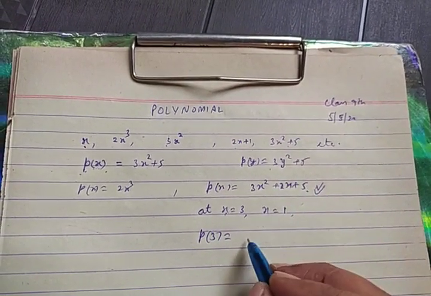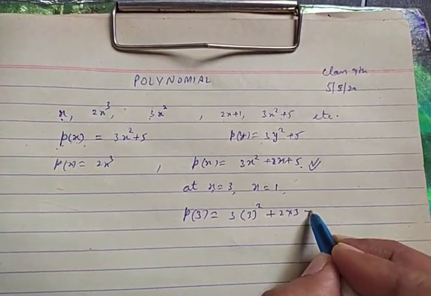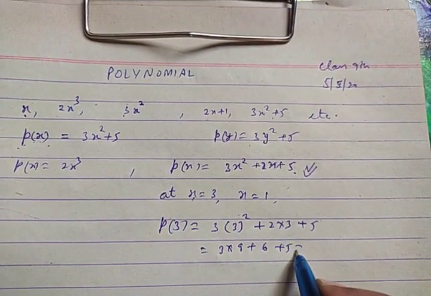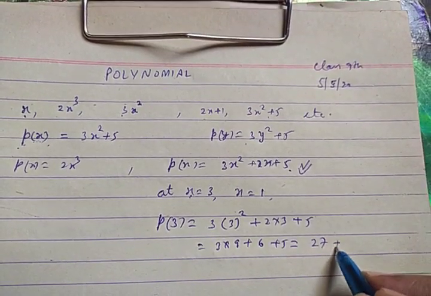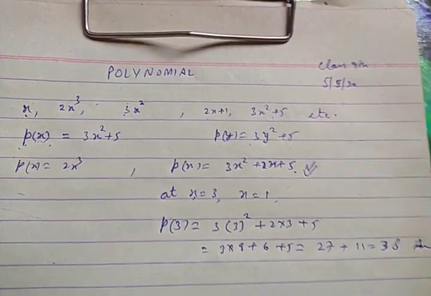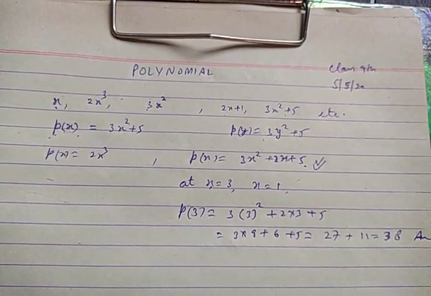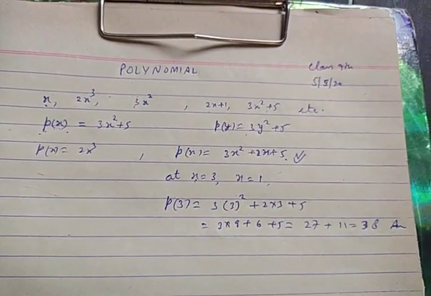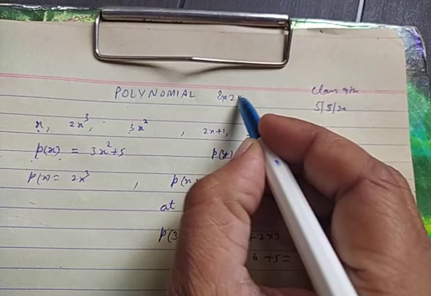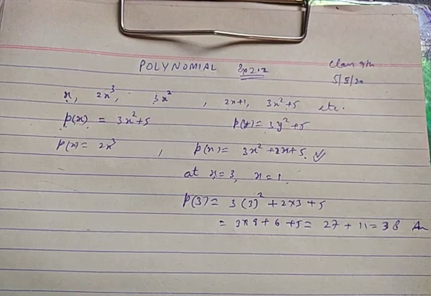Now substitute 3 here. 3 to the square plus 2 into 3 plus 5, 3 into 3 are 9 plus 6 plus 5, 9 3 are 27 plus 11, that is 38. This is the calculation of the polynomial. In this manner, various examples you can solve in the questions in your next exercise, that is 2.2 today. You will also be asked to calculate the value of polynomials at certain values.